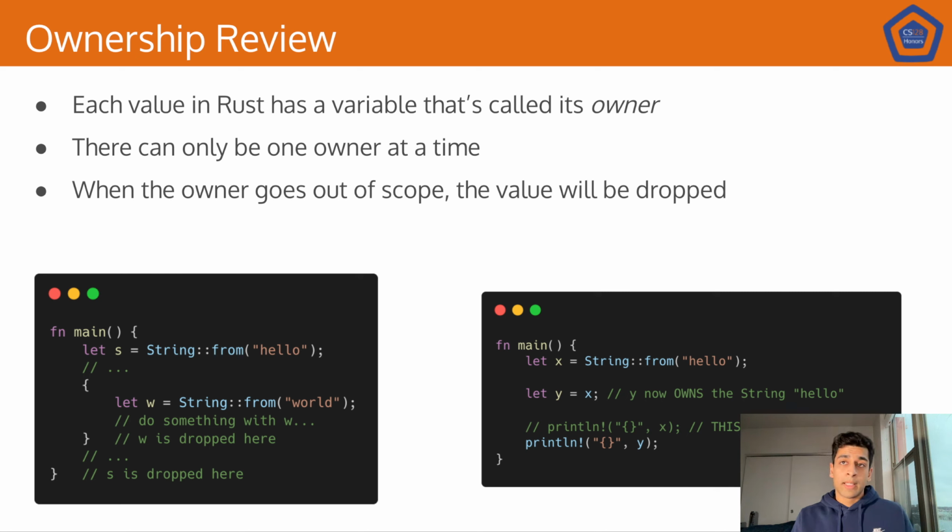Remember, there can only be one owner at a time of some piece of data. And so today's lecture will talk about how we can sort of get around this when we want to have multiple variables referring to the same thing.